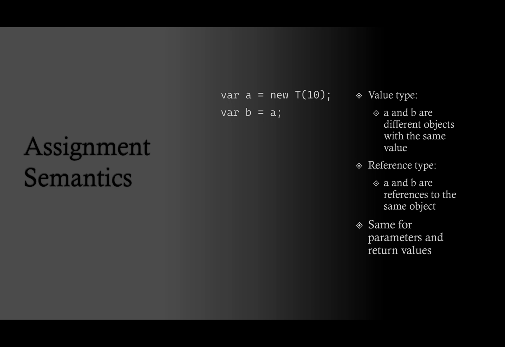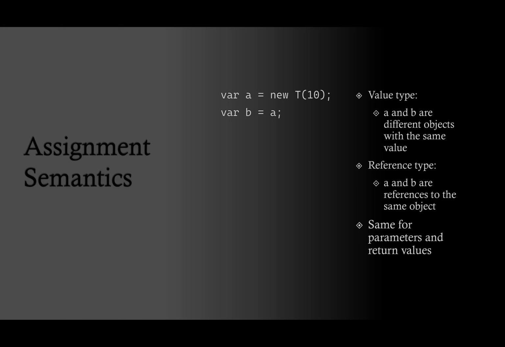So the first thing that's different between value types and reference types, and the most visible thing in your program, is what happens when you assign one thing to another. So here we're creating a variable a of type T, whatever T is, and then we initialize variable b by assigning a to b. What that does depends on whether T is a reference type or a value type. If T is a value type, then variables a and b are different objects that have the same value. So it's a value assignment, copying the value.